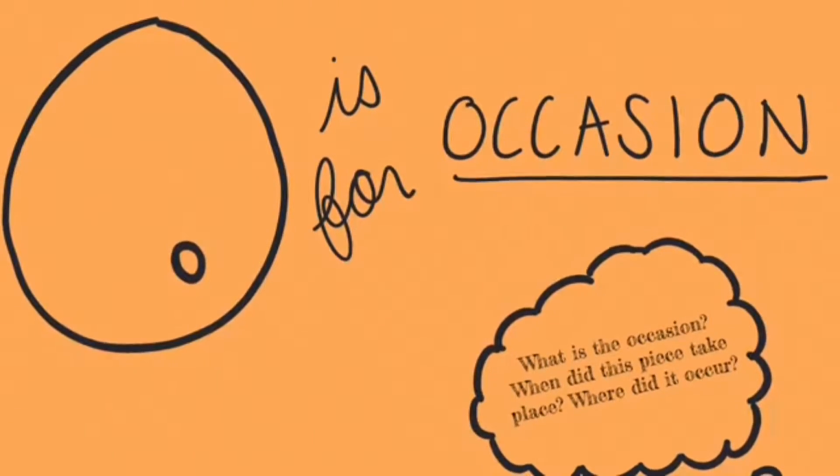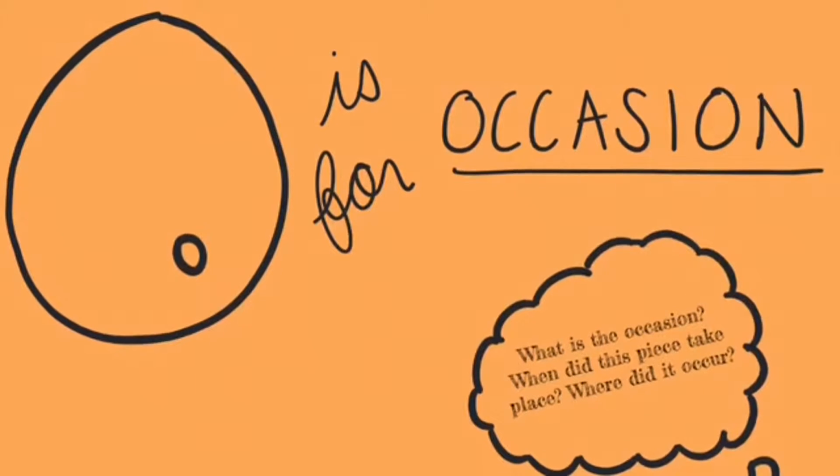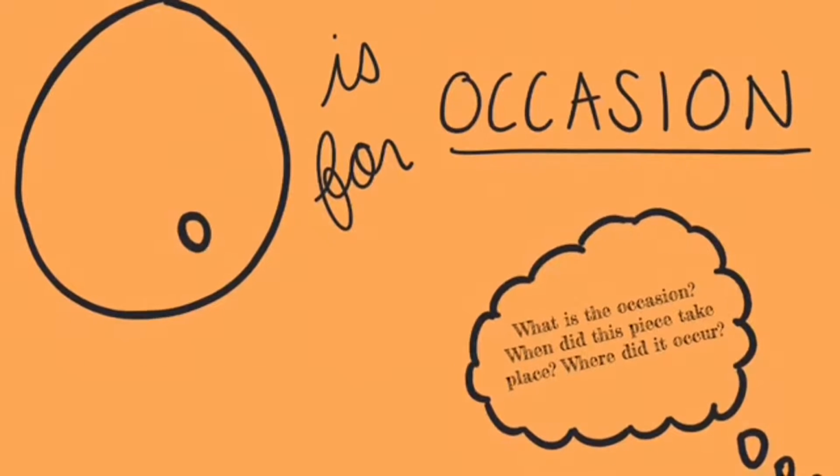The O is for occasion. The occasion is where and when the writing took place. What is the occasion? When did this piece take place? Where did it occur?